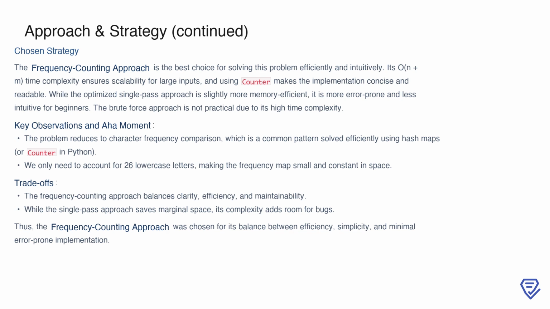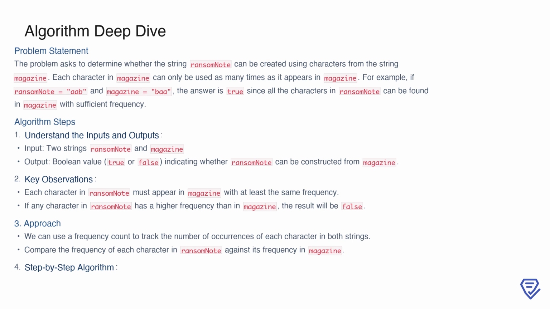To solve this problem, we need to determine if the string ransomNote can be constructed using the characters from the string magazine. Each character in magazine can only be used as many times as it appears in the string. For instance, if ransomNote is "ab" and magazine is "ba", the answer is true because all the characters in ransomNote can be found in magazine and in sufficient quantities.